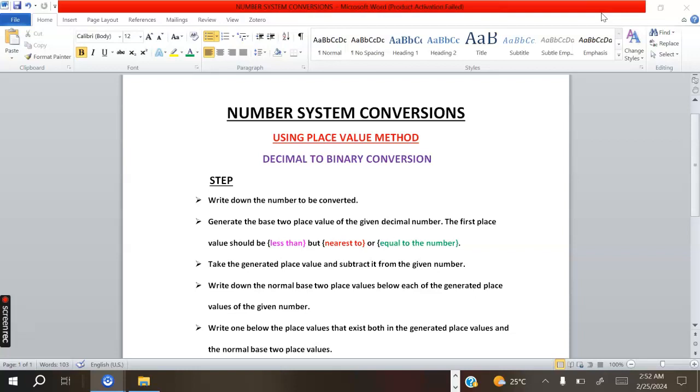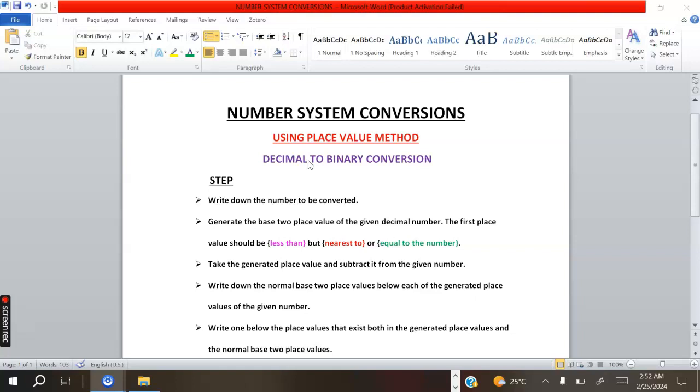In this particular video, we will continue with our second part. I hope you have already watched our first part, whereby we converted decimal numbers to binary numbers using the long division method. In case you missed that part, you can watch the other video that I've already posted. For this one, we are going to use the place value method to convert decimal numbers to binary numbers. And before we do that, we need to remind ourselves of something small on the decimal.